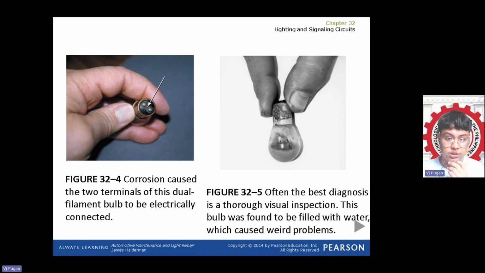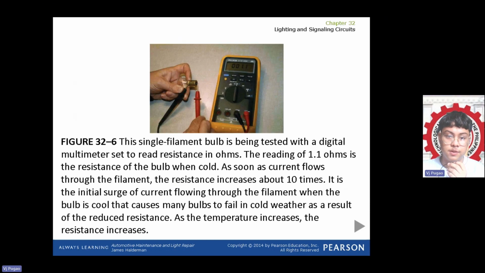Corrosion caused the two terminals of this dual filament bulb to be electrically connected. Often the best diagnosis is through visual inspection. This bulb was found to be filled with water, which caused weird problems.